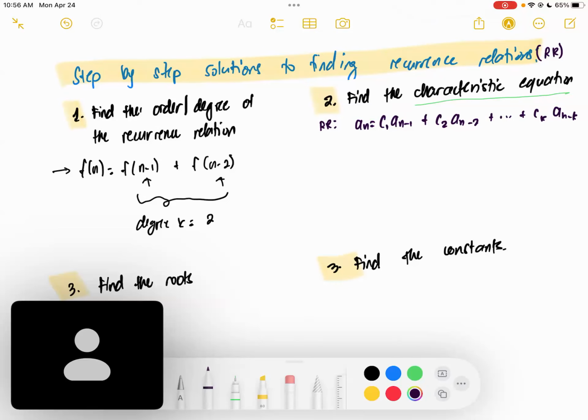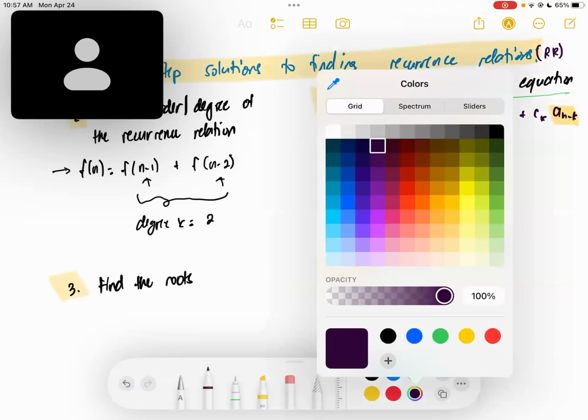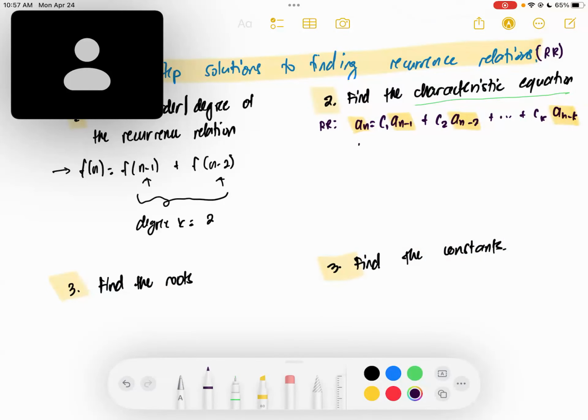Okay, so we can see that this a_n is defined by its previous terms a_(n-1), a_(n-2), and a_(n-k). The basic approach for solving this recurrence relation is to look for solutions of the form a_n = r^n, where r is a constant.